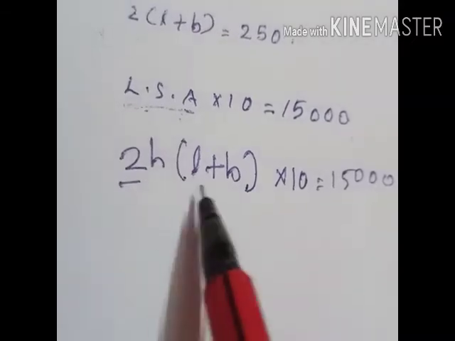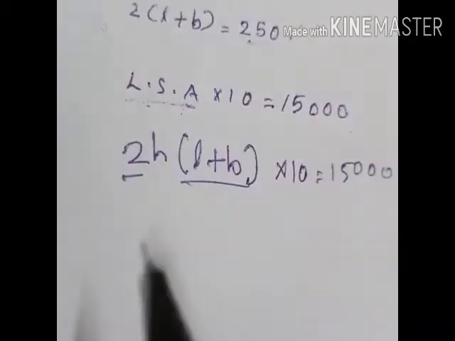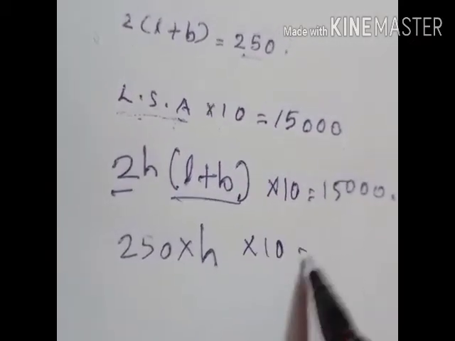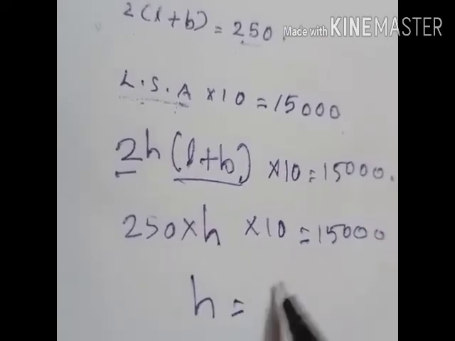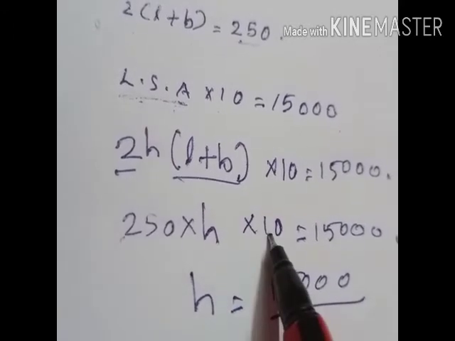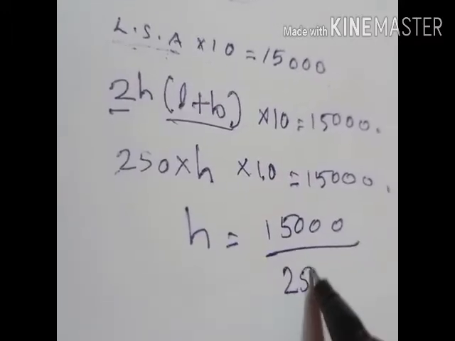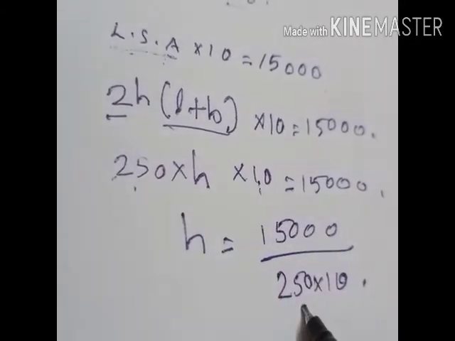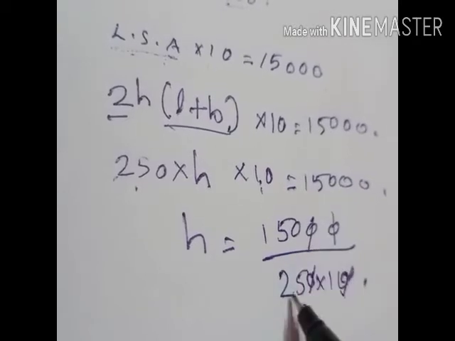Here, for 2 into (L plus B), we have to substitute 250. So 250 into h into 10 equals 15,000. Then h equals 15,000 by this 250, and the 10 we have to transpose to the RHS. So it becomes divided by 250 into 10. This 250 and 10 become the denominator. Then we can simplify this. Then what will we get?